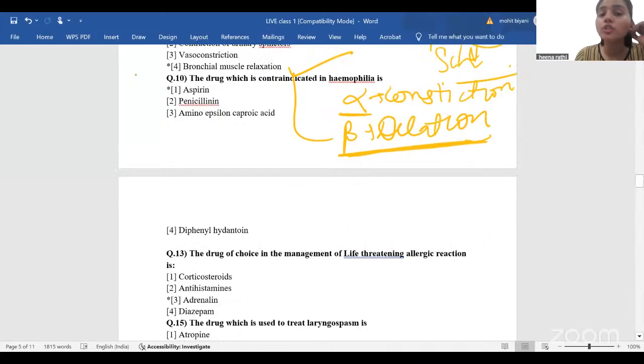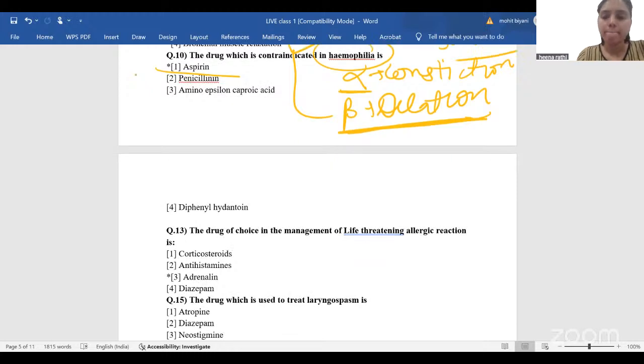Next, the drug which is contraindicated in hemophilia. Hemophilia is a bleeding disorder, which means there is excessive bleeding. So we will not give those drugs which will induce bleeding. Aspirin is an anti-platelet drug which will prevent the aggregation of platelets. Because of this, there will be an increase in bleeding, and hemophilia also causes increased bleeding. So we will not give aspirin because there will be chances of higher bleeding in that person.